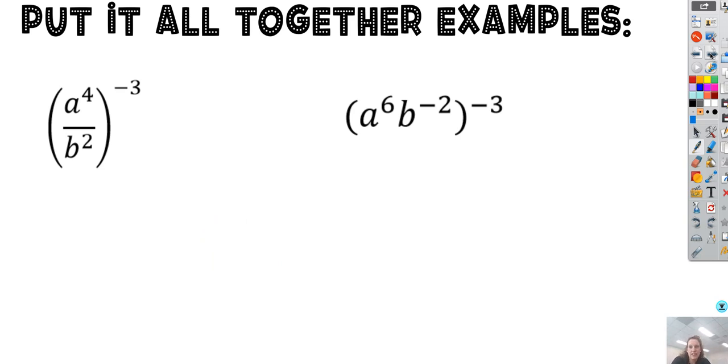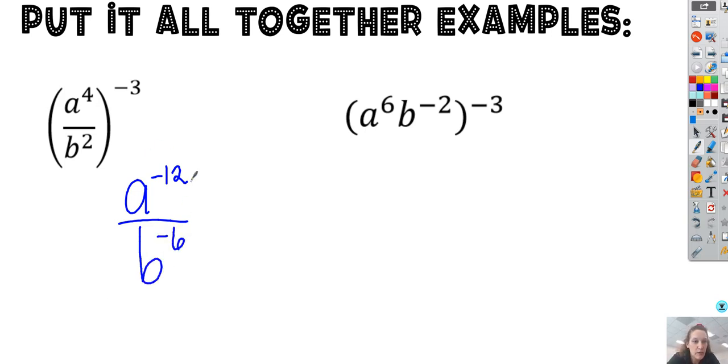Okay, here are some examples of kind of putting multiple rules all together. So if we just think about what we learned, raising a quotient to an exponent, you're just going to multiply both of the exponents by the outside exponent. So a to the fourth to the negative third would be a to the negative 12th power over b squared to the negative third power would be b to the 2 times negative 3, is b to the negative 6th.